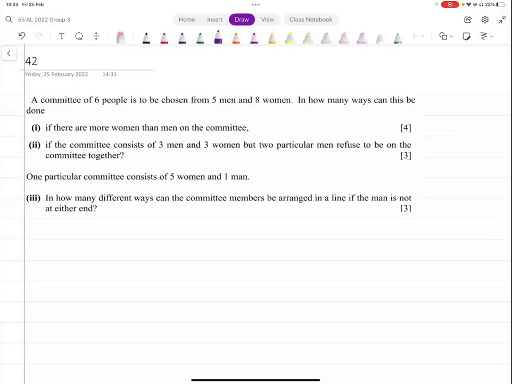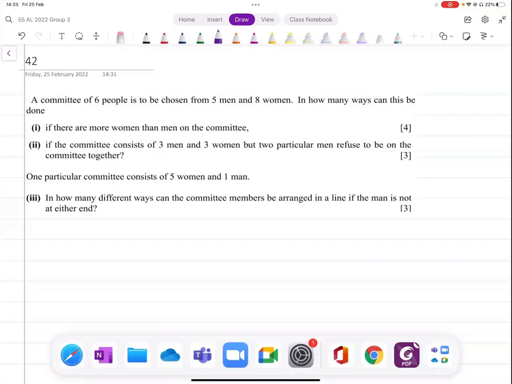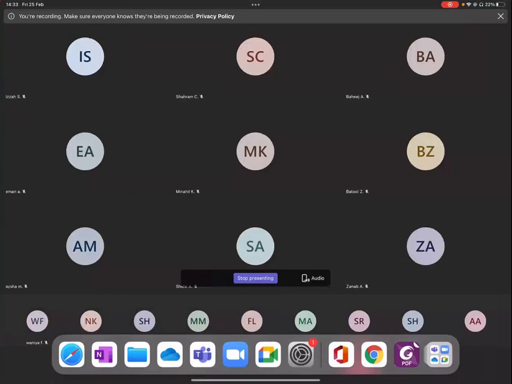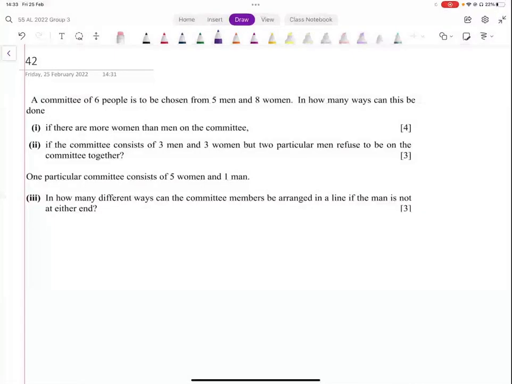Okay. So let's start with this. A committee of six people is to be chosen from five men and eight women. In how many ways can this be done if there are more women than men on the committee? It's recording now. Okay. So there have to be more women than men in the committee.